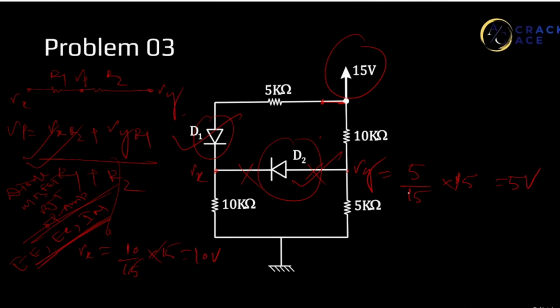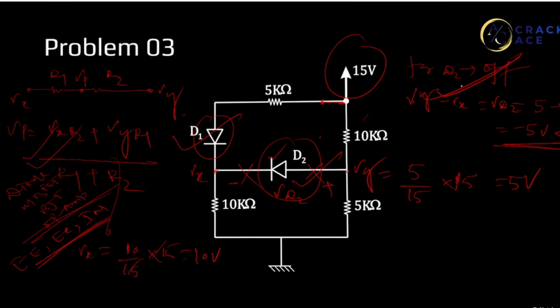So you can see very simply, for D2, Vy minus Vx is exactly Vd2. What is Vd2? 5 minus 10, which is minus 5, which is less than 0. So D2 is off, and I also assumed D2 to be off. Okay, so this assumption of mine is correct.